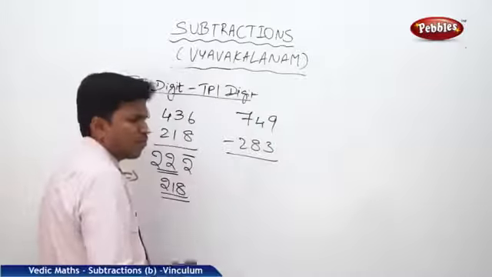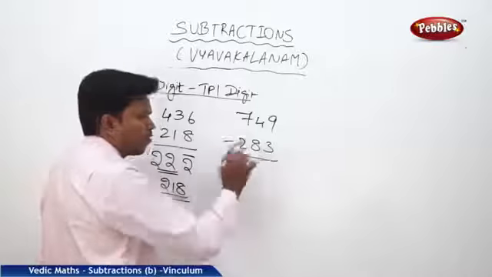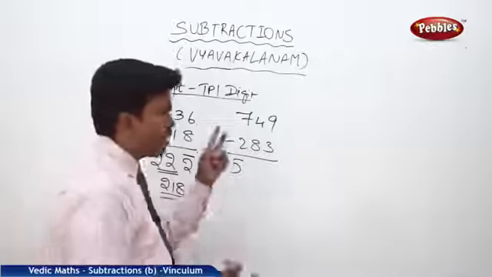So 7 minus 2, 5. Okay. 4 minus 8, not possible. So do 8 minus 4.